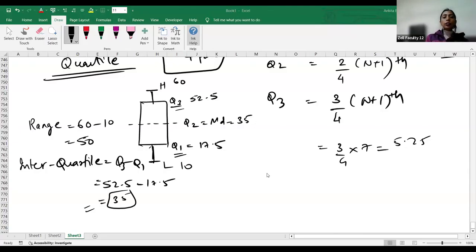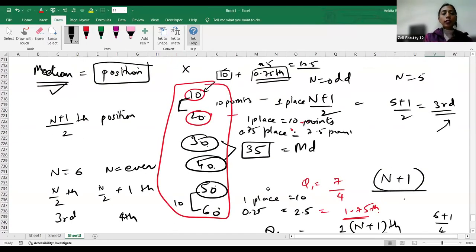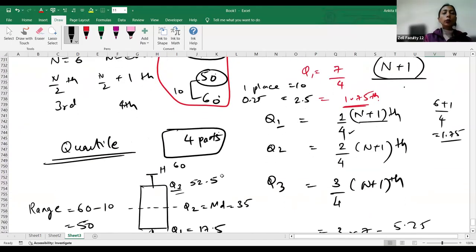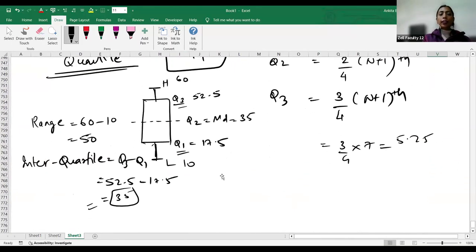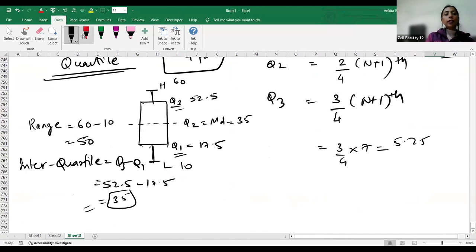Okay, any doubts in this part? This question is explaining the quartile, explaining how to calculate the location, and then the diagram wherein the highest minus lowest indicates the range and the difference between Q3 and Q1 indicates the interquartile range.